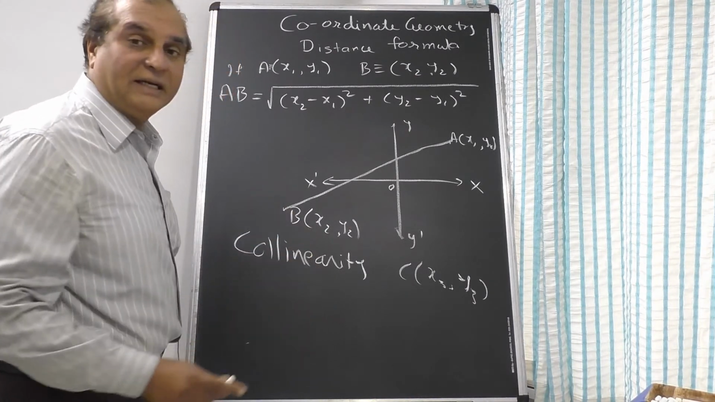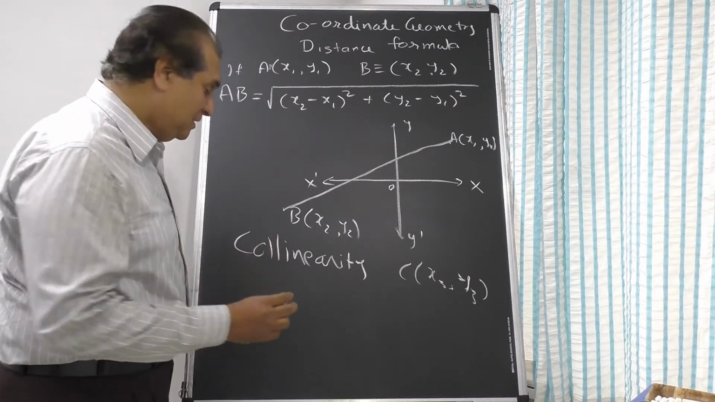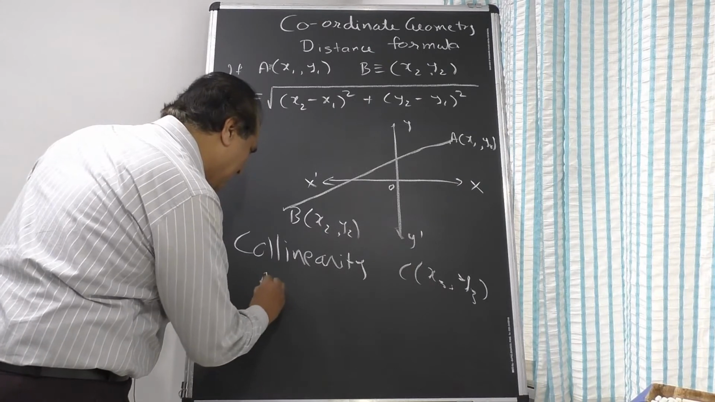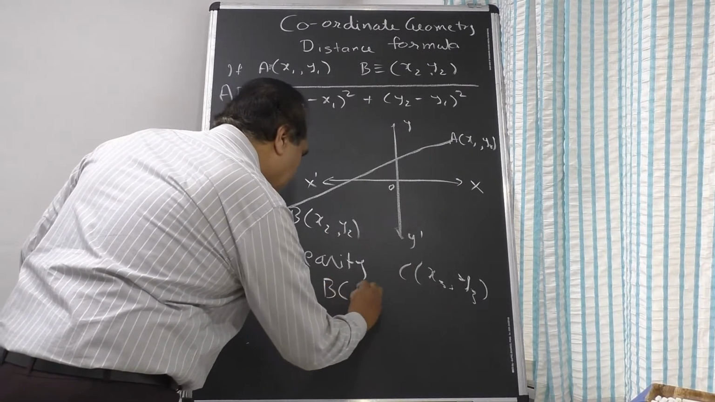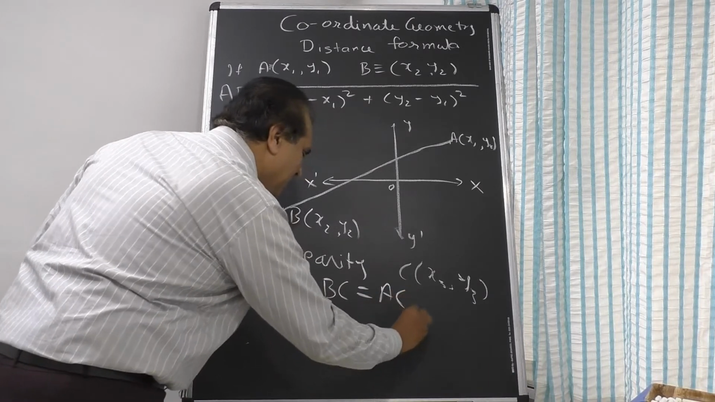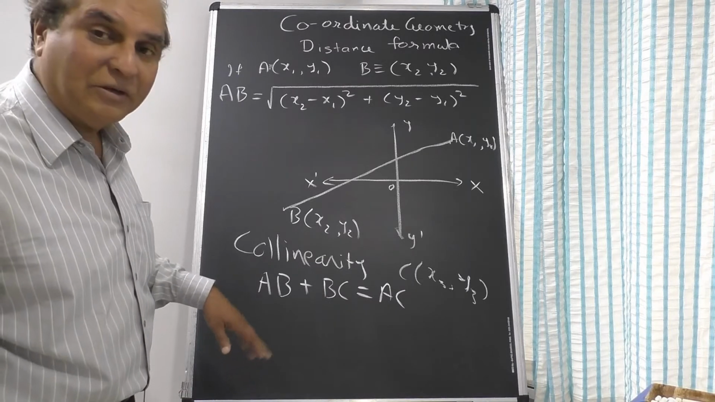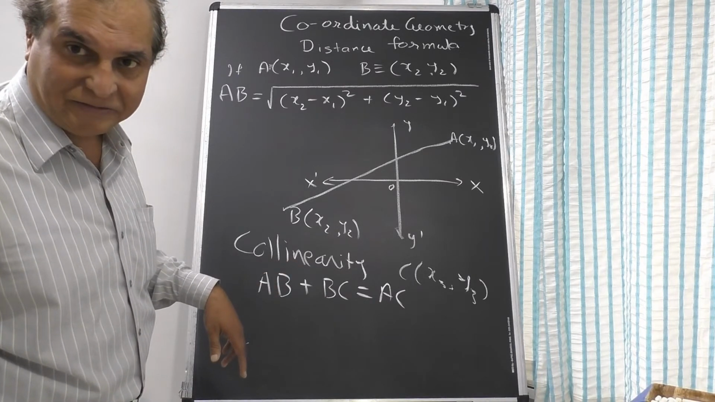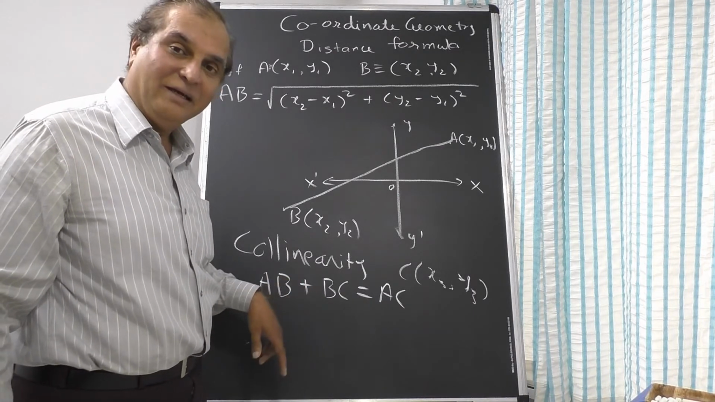And if you get the condition that the sum of two distances equals the third distance, means AB plus BC equals AC. May be different, AB plus AC equals BC, whatever. The greater distance equals the sum of the two smaller distances. Getting? Then the points are collinear.